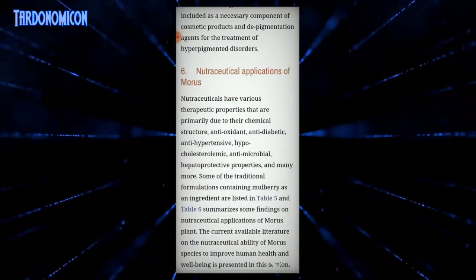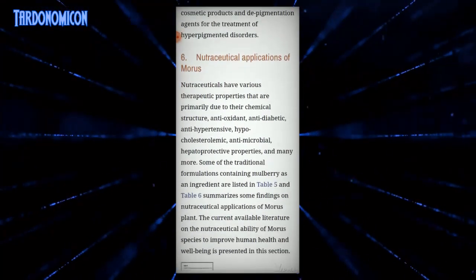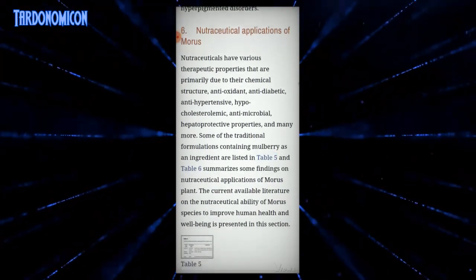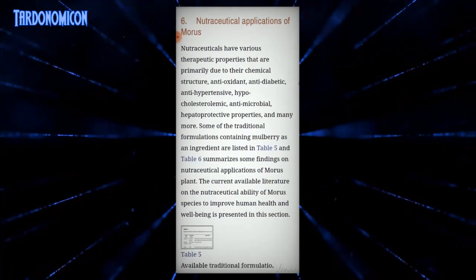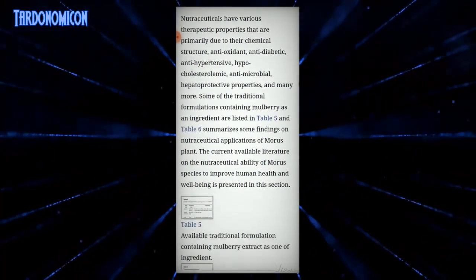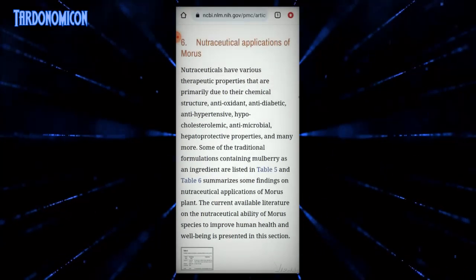Nutraceutical applications, finally, down to something I care about. Nutraceuticals have various therapeutic properties that are primarily due to their chemical structure: antioxidant, anti-diabetic, anti-hypertensive, hypocholesterolemic. So let me translate here.